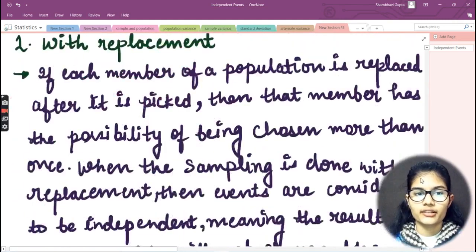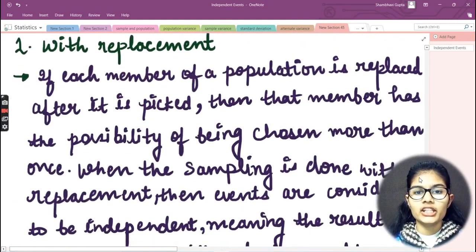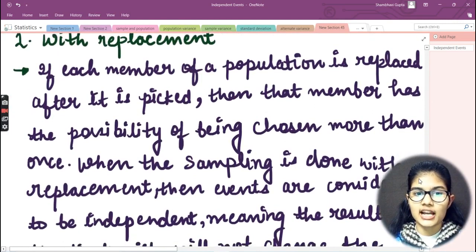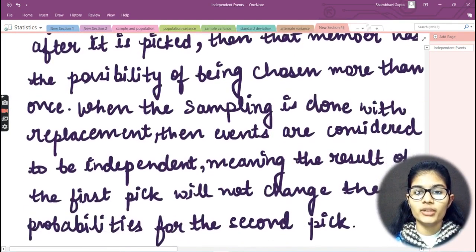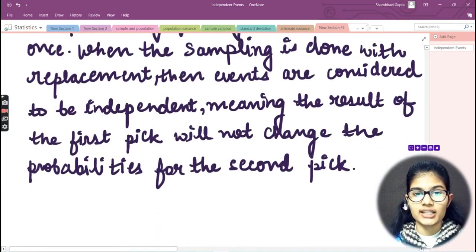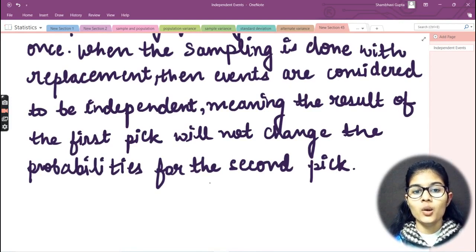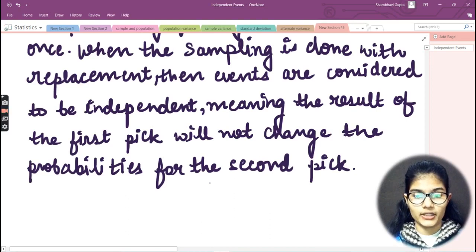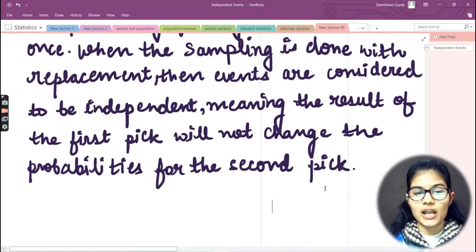In with replacement, if each member of a population is replaced after it is picked, then that member has the possibility of being chosen more than once. When the sampling is done with replacement, then events are considered to be independent, meaning the result of the first pick will not change the probabilities for the second pick. Okay, so this is what happens in sampling with replacement.